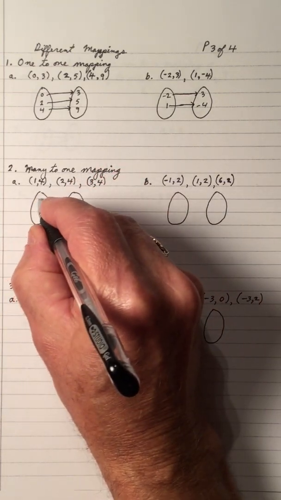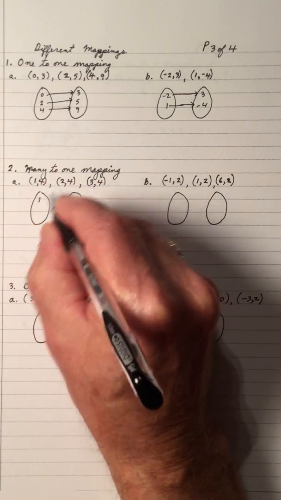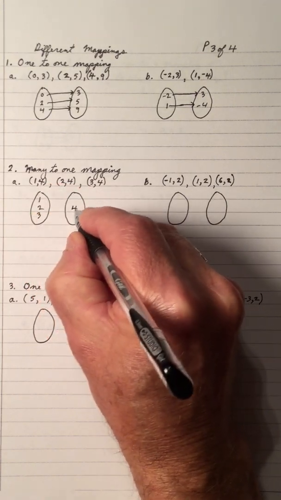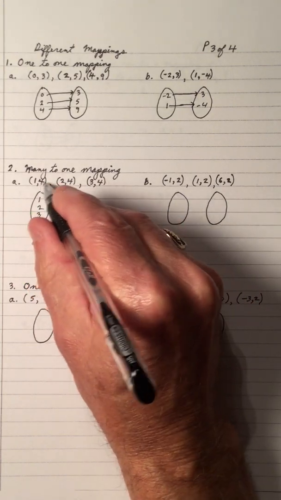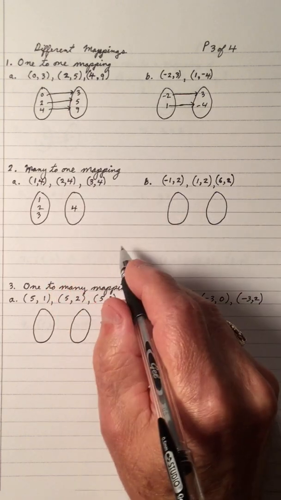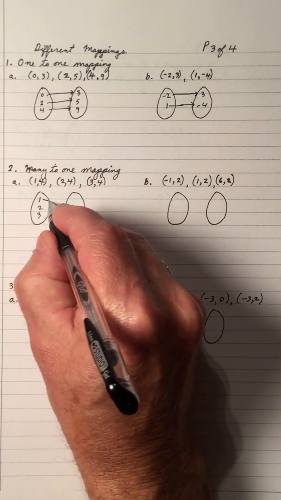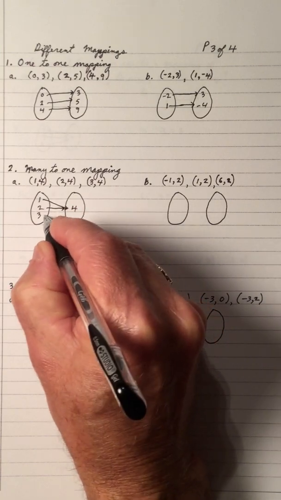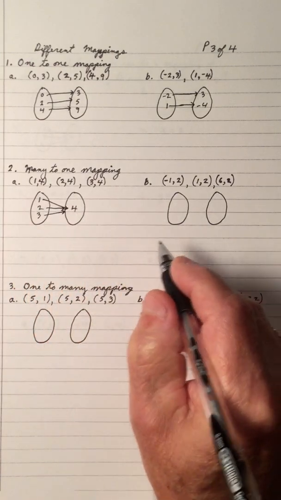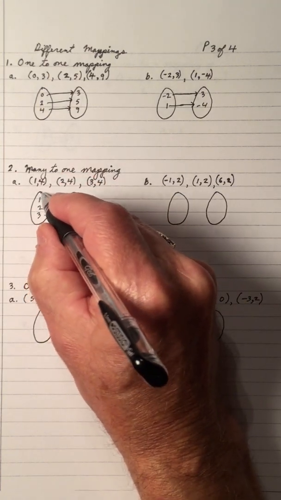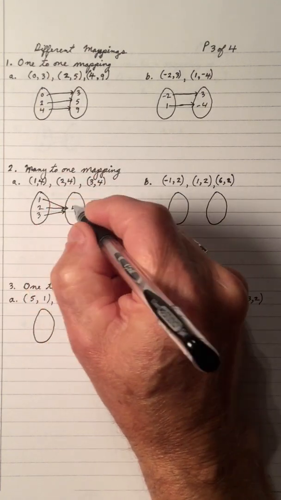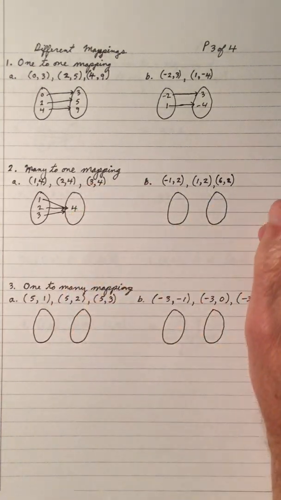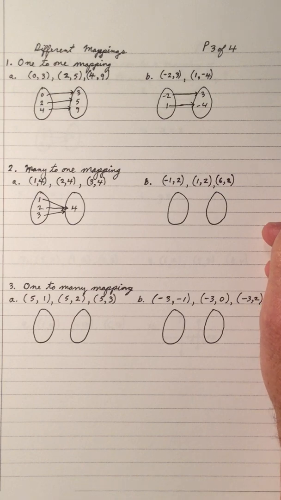The second type of mapping is many-to-one. So let's see, I've got a 1, a 2, and a 3, and that's going with 4, 4, 4. Even though I have three 4s here, I only write one 4 down. So 1 is mapped to 4, 2 is mapped to 4, and 3 is mapped to 4. So that's what you call many of these going to only one on this right box. So that's many-to-one.